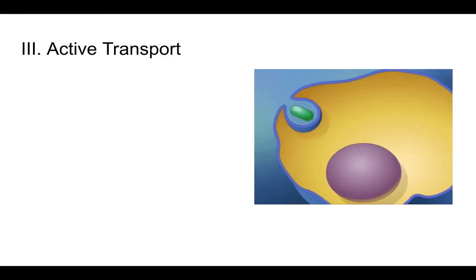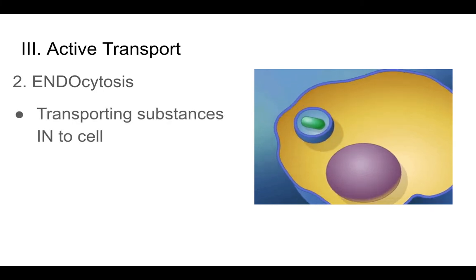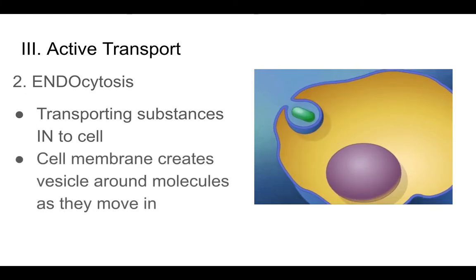The opposite we see in this diagram is bringing something into the cell. And so that is endocytosis. And so there's a couple of things transporting substances into a cell. It's really the reverse of exocytosis. So the cell membrane, as the molecule or the thing that's going to come into the cell approaches the membrane, sort of pinches off a little bit of itself to create a vesicle and allows that substance to move in.